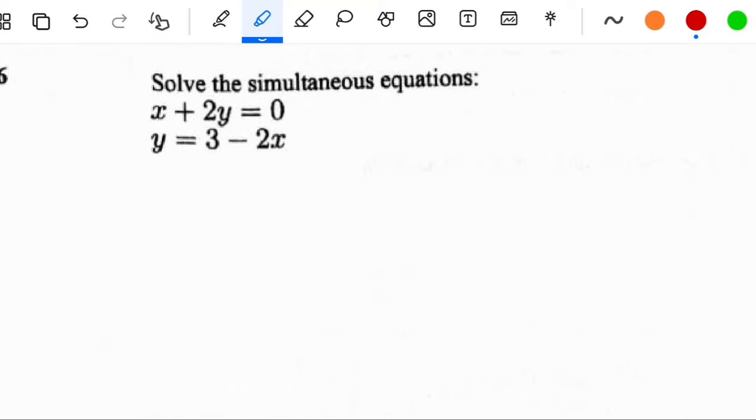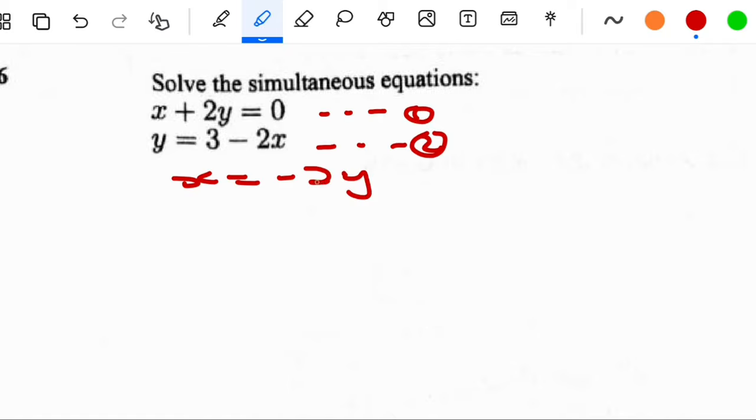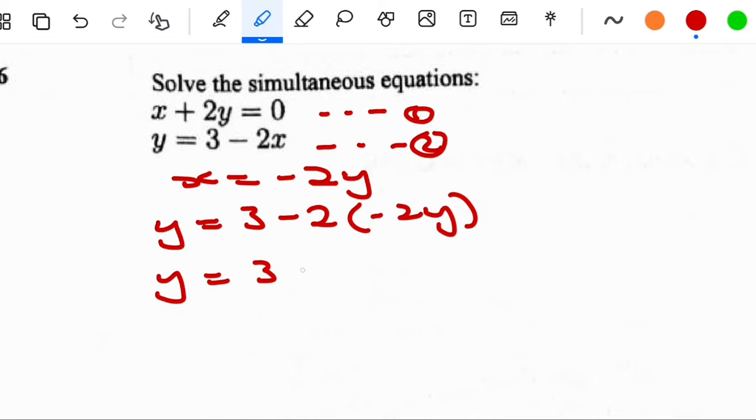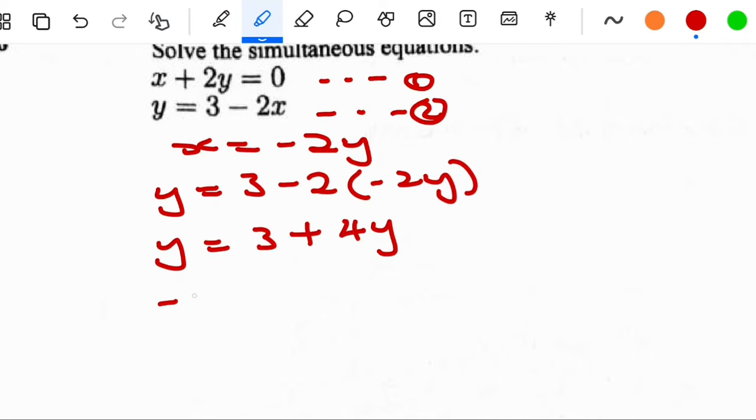Then number 6, I'm supposed to solve this simultaneous equation. Okay, so I'll have equation 1 and equation 2. So my equation 3 is going to be x equals negative 2y. Substituting that into 2, I've got y equals 3 minus 2 times negative 2y. This is going to be y equals 3 plus 4y. Then negative 3y equals 3. So y equals negative 1.